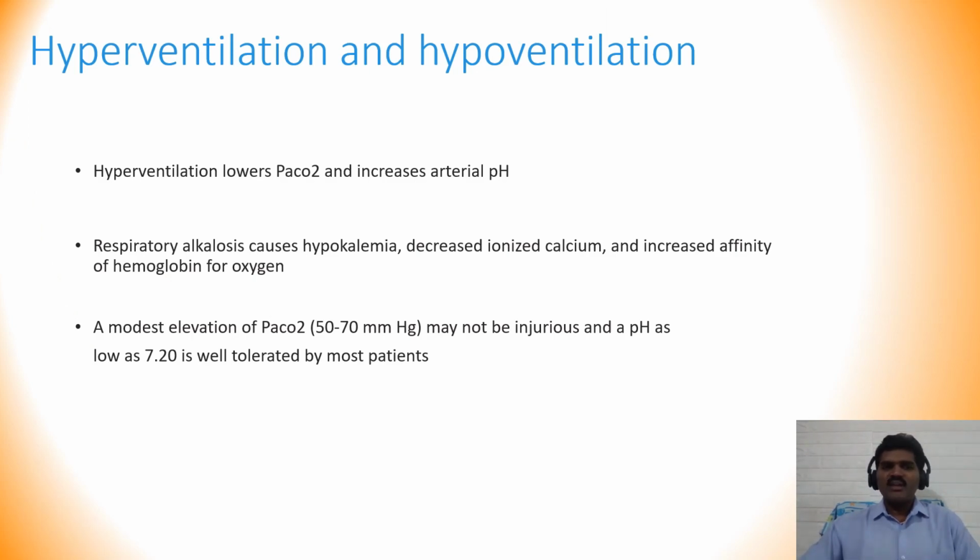Hyperventilation and hypoventilation. Hyperventilation lowers PaCO2 and increases arterial pH. Respiratory alkalosis can cause hypokalemia, decreased ionized calcium, and increased affinity of the hemoglobin for oxygen. So oxygen delivery is impaired even though there's enough oxygen bound to the hemoglobin. A modest elevation in PaCO2 may not be injurious, and a pH as low as 7.2 is very well tolerated by most patients.